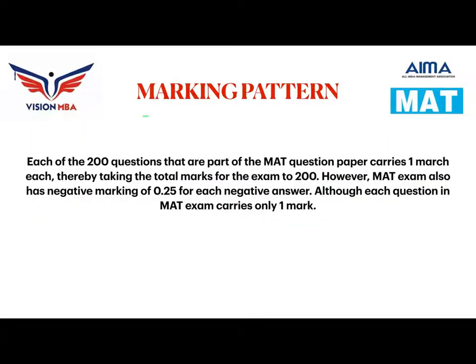Now let's understand the marking pattern. Each of the 200 questions that are part of the math question paper carries 1 mark. I'm so sorry, it is 1 mark. There is a typing error. 1 mark each, thereby taking the total marks for the exam to 200. However, the math exam also has negative marking of 0.25.